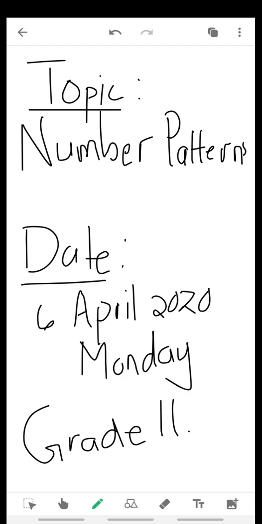We are going to focus on number patterns. That's the topic for today, which is dated 6 April 2020, Monday, which is today. This lesson is applicable to grade 11 as well as grade 12, since their syllabus includes the whole of number patterns, plus the series.